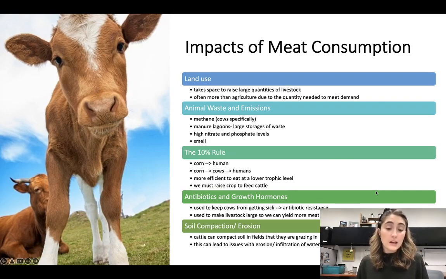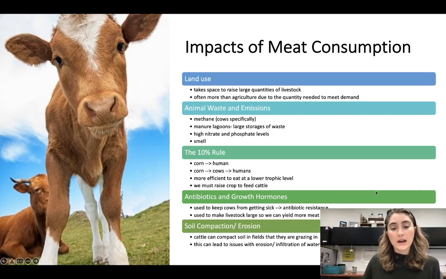Additionally, if we're going to feed cows, we have to raise that corn crop to feed the cows. Raising that corn crop is going to take up space on land to grow it. It's going to take water. It's going to impact our soil, and that isn't even going to humans. It's going to feed cows, and then the humans are going to eat the cows. So we see a much larger impact on the actual process when we go to eat meat.